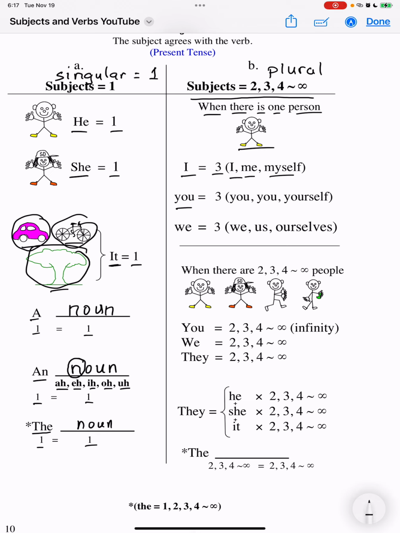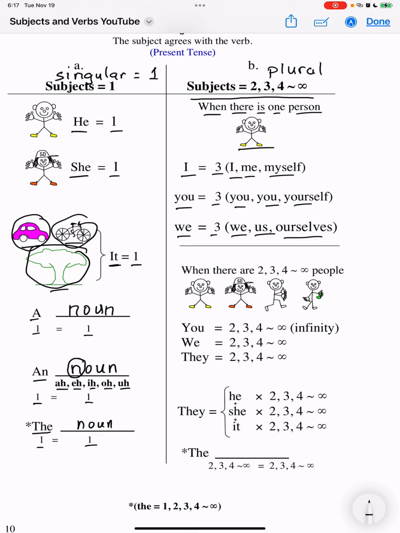Then you have you, and you also equals to 3 because one person could be you, or yourself. And then we can be 3 people because we could be I, you, or us can be me, myself, or ourselves. Or any combination of the 3. It doesn't matter, okay? And it'll equal to 3, okay?